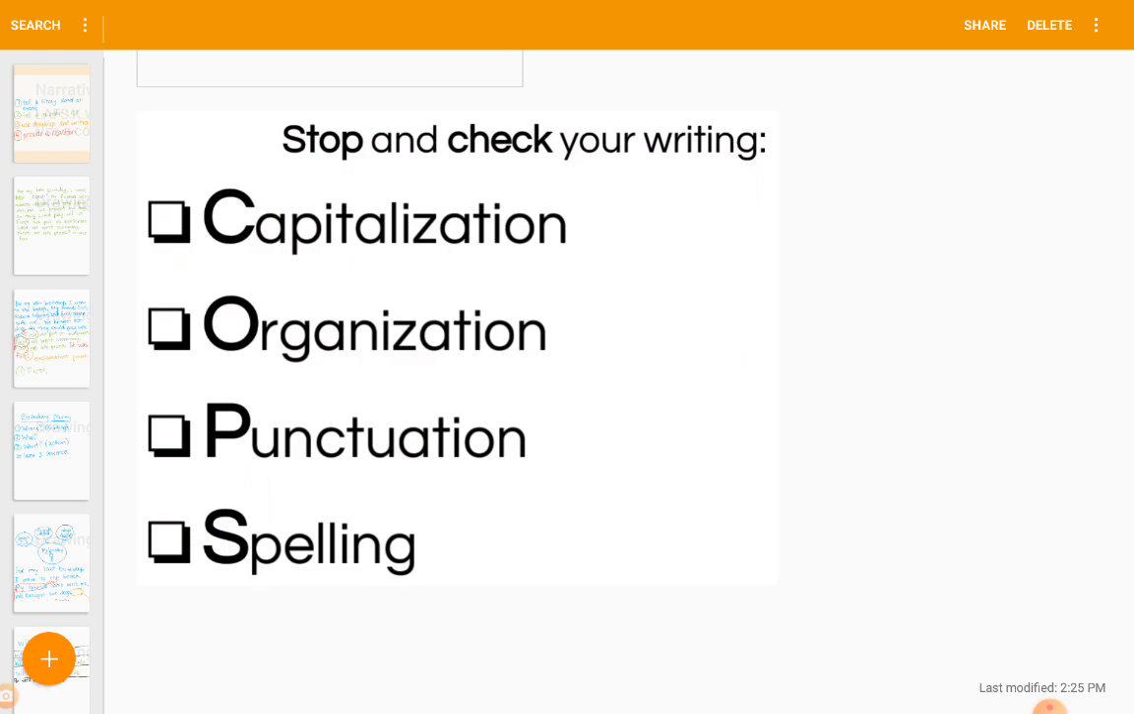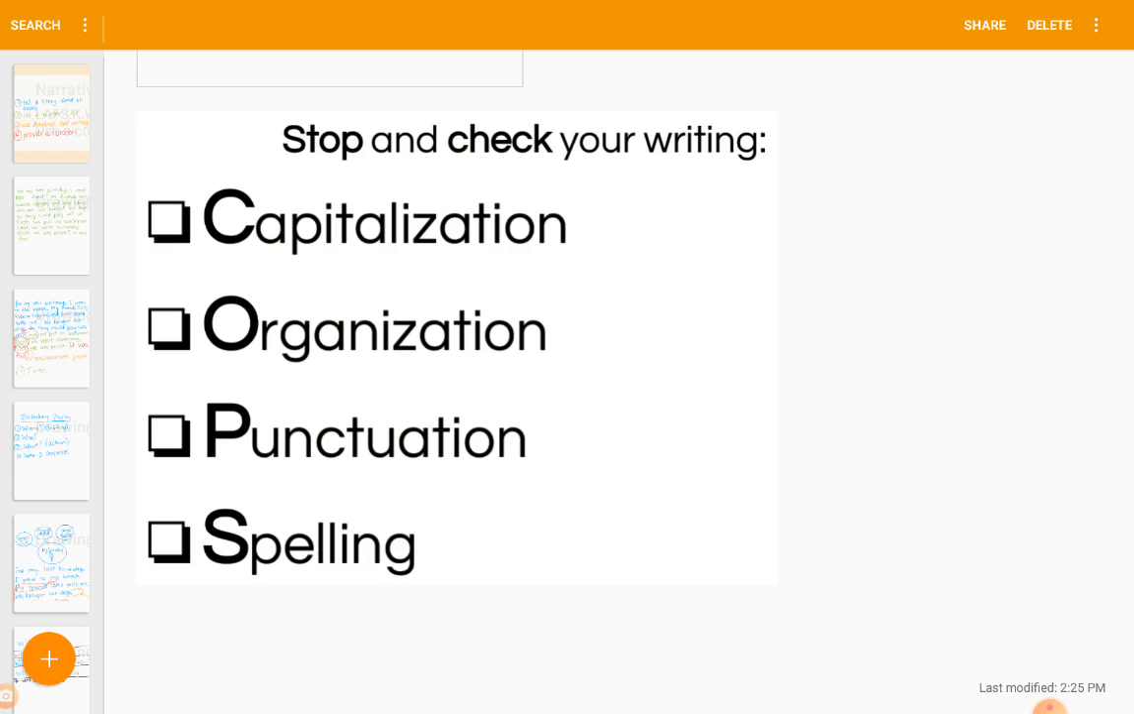So, C stands for capitalization. That means, do we have uppercase letters where we need them? Do we have lowercase letters where they should be? A big thing that we sometimes forget is to start our sentence with a capital letter. So that's one of the biggest things for C, is to make sure all of our sentences start with a capital letter. Then we also want to make sure names start with a capital letter as well.